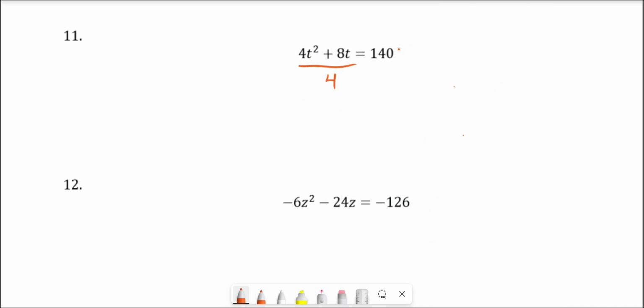Here's another one that's ripe for simplification. We could divide both sides by 4. Here I'd get t squared plus 2t equal to 4 goes into 14 3 times, and into the remaining 20 5 times.